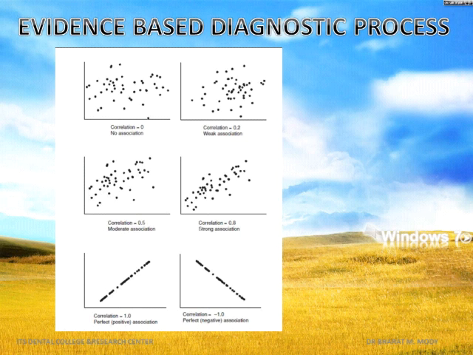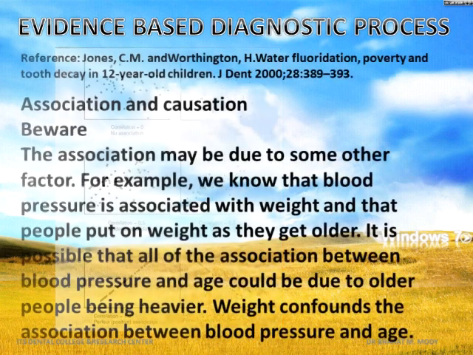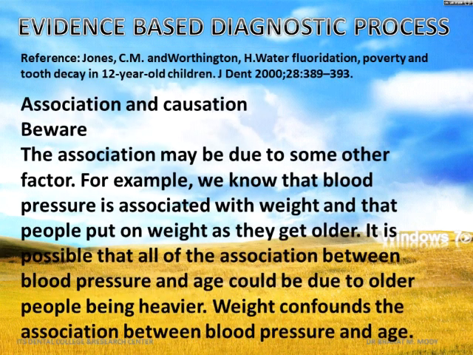And these are the different types of graphs you can get, where the correlation is 0, or where there is a positive correlation or a negative correlation depending on the slope of the graph. So with association and causation, you have to be careful. Association does not mean it is a cause.